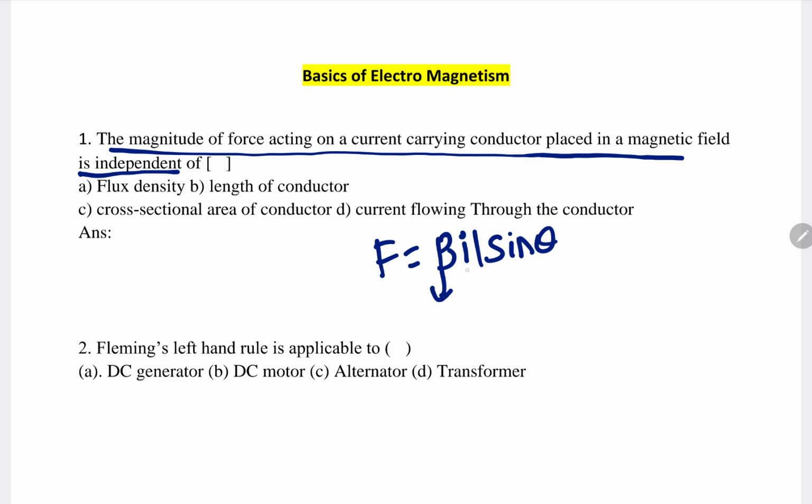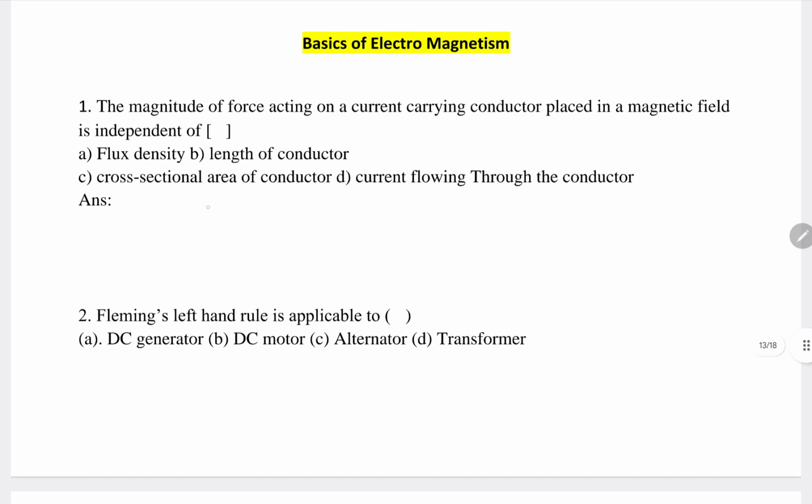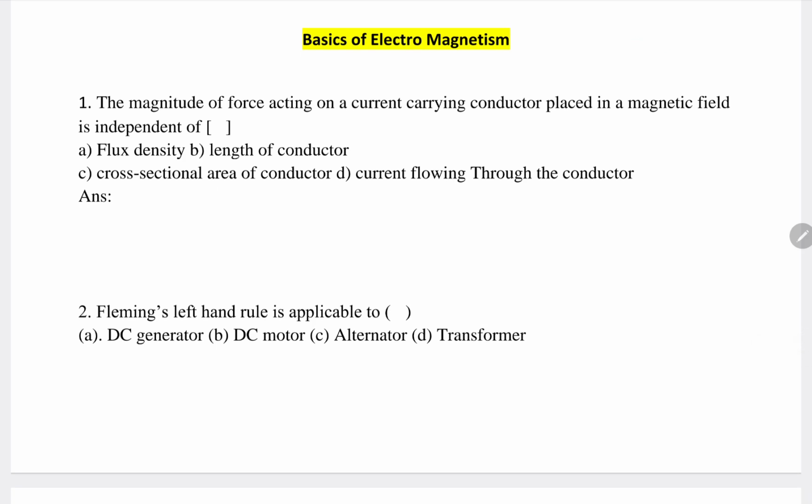It depends on the flux density, depends upon the current, depends upon the length. It depends on flux density, depends upon the length of the conductor, depends upon the current flowing through the conductor, but does not depend on the cross sectional area of the conductor. So independent of what? Cross sectional area. So force acting on the current carrying conductor does not depend upon the cross sectional area of the conductor. Answer is C.